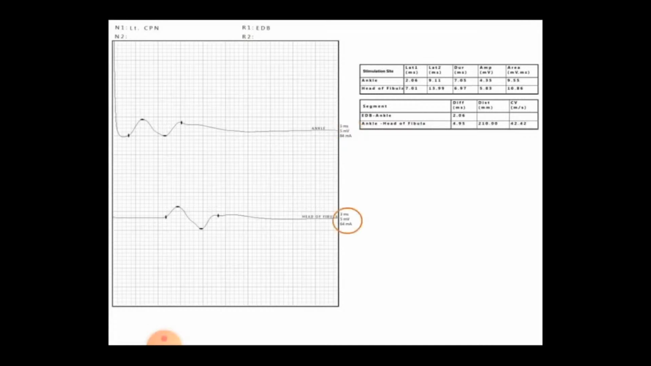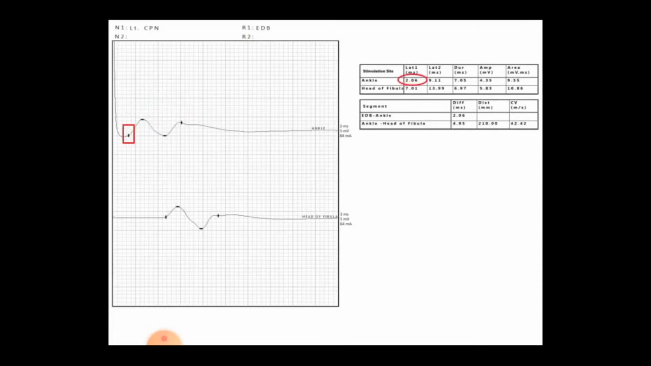In a similar way, for the second potential, which was because of stimulation at the head of fibula, it is 3 millisecond sweep speed, so horizontally 1 centimeter in the graph is equal to 3 millisecond. 5 millivolt means vertically 1 centimeter is equal to 5 millivolt. And this potential is recorded at 64 milliampere. Now here you can see two vertical markers. You also observe two horizontal markers. So in total we have 4 markers.